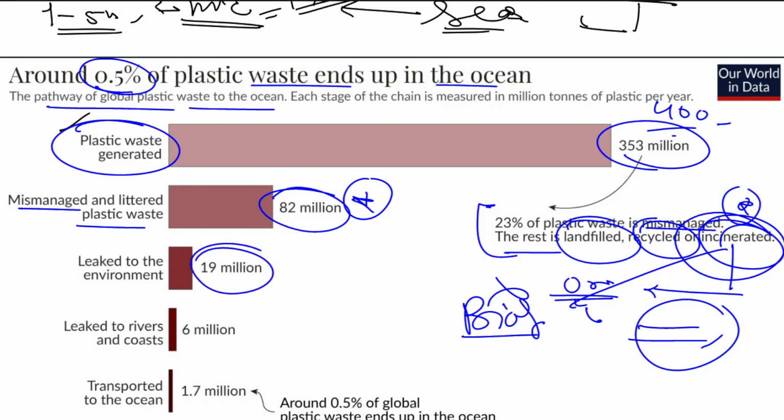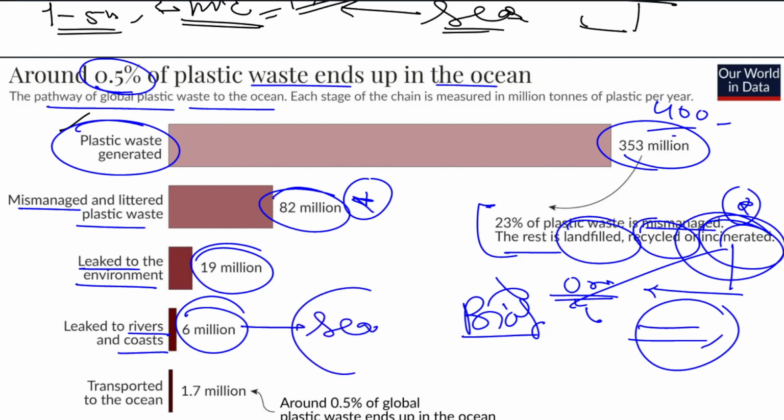So 19 million of this is leaked to the environment. 6 million is leaked to rivers and coasts and ultimately to the sea. Okay, so it is a sort of going down process, a leaching process. That what happens first, what happens second, what happens third, fourth.